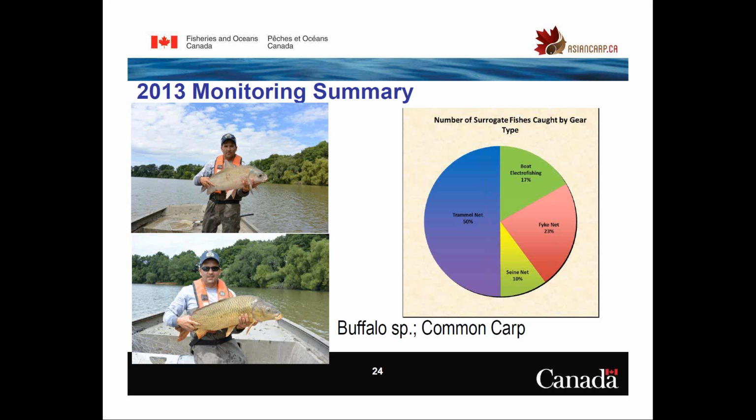Thankfully, bigheaded carps aren't showing up in the Great Lakes. So for us to ensure we're sampling correctly, we have to rely upon these surrogate species as an indicator of our sampling success. And as you can see, Trammell nets were our most effective gear for capturing surrogates, and were actually the only gear that has captured Asian carp, which was grass carp.